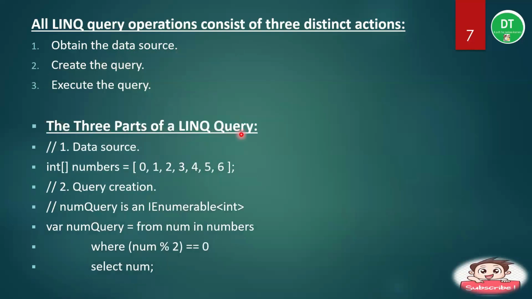The three parts of a LINQ query are given below. First, here we are creating an array of numbers, and these numbers are integers. So this array numbers doesn't contain any float or double value, only integers. So this is the data source. Data source means from where we retrieve the data, like a database, a collection, an array, or any XML file which contains the data.